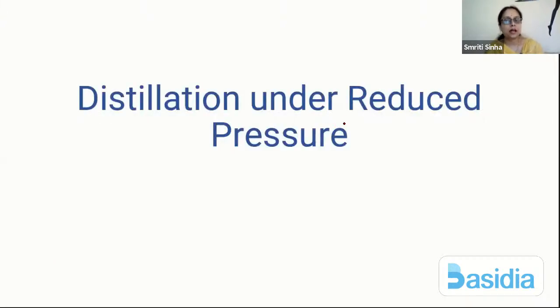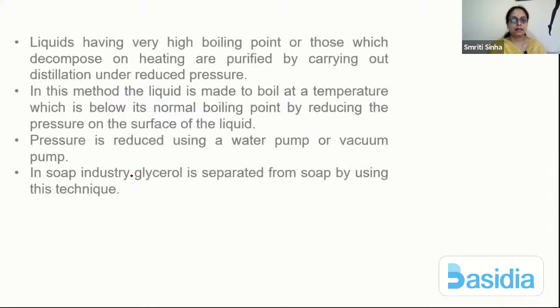Next is distillation under reduced pressure. Why do we need to do distillation under reduced pressure? Why can we not do simple distillation or fractional distillation? The reason here is that some liquids have a very high boiling point, and the problem is that when they reach this boiling point they start to decompose, and then you cannot get this liquid in pure form after distillation.